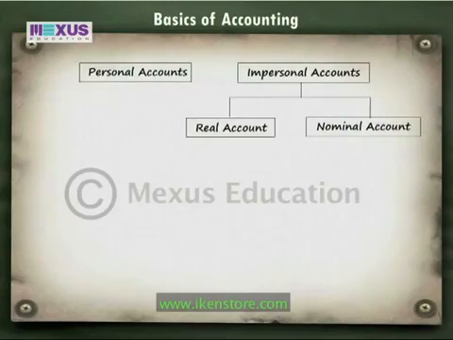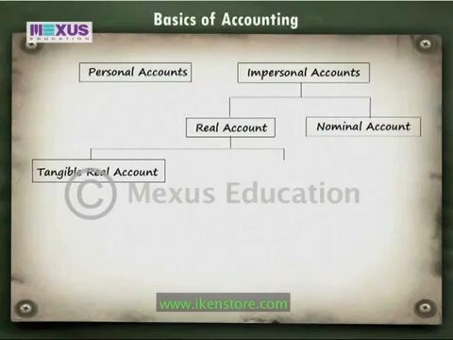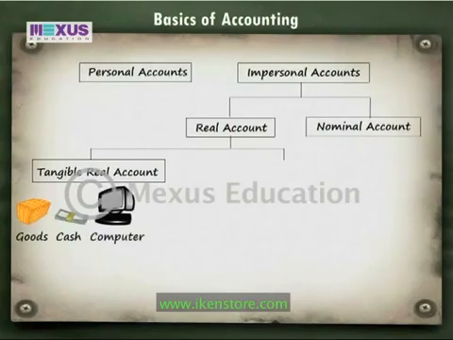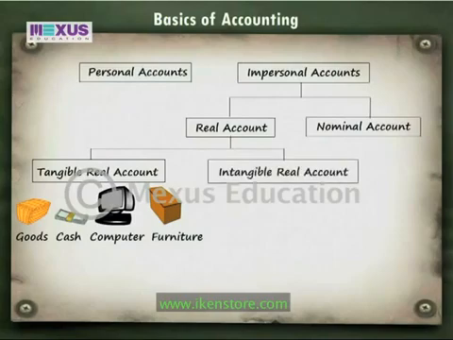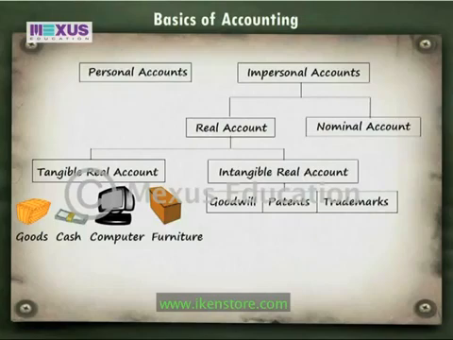Real accounts assume following forms: tangible real accounts. These accounts consist of assets and properties which can be seen, touched, felt, measured, purchased, and sold. Intangible real accounts. These accounts consist of assets and properties which cannot be seen, touched, or felt, but they are capable of measurement in terms of money. We belong to the tangible family. We belong to the intangible family.